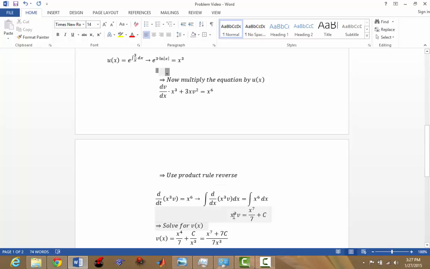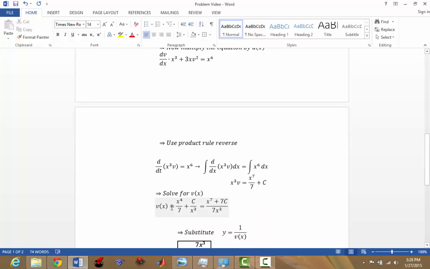So to do this, you would have to integrate it, or reverse the product rule for this, and you would have d over dx of x cubed v equals x to the 6. So when you integrate it, the integral of d(x cubed v) equals the integral of x to the 6 dx, and you would be left with x cubed v equals x to the 7th over 7 plus c. So we would have to solve for v of x now.